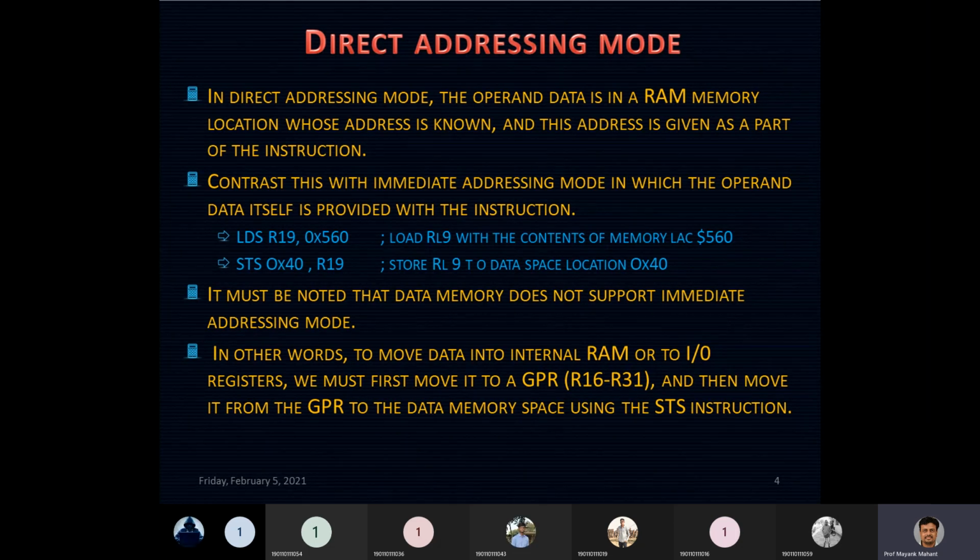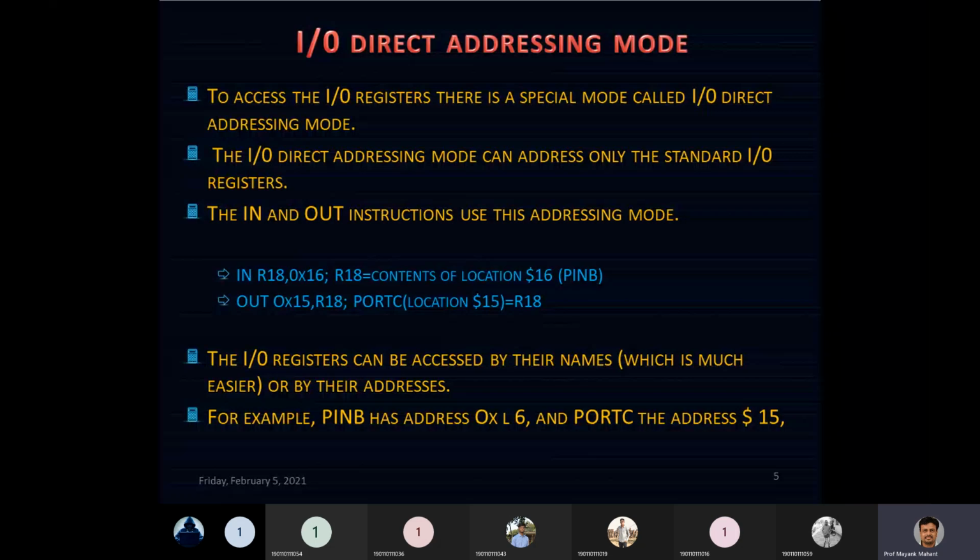But if my access is limited up to the IO section of the AVR, then we can have an IO direct addressing mode, in which we can access the IO section. We have already talked about the IO section of the RAM, whose address is from 20 to 3F. These are what we call the IO section of the RAM.